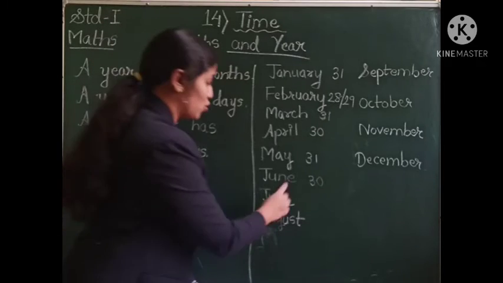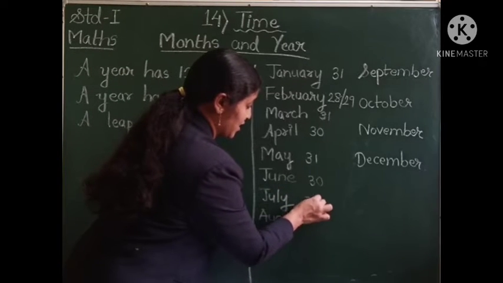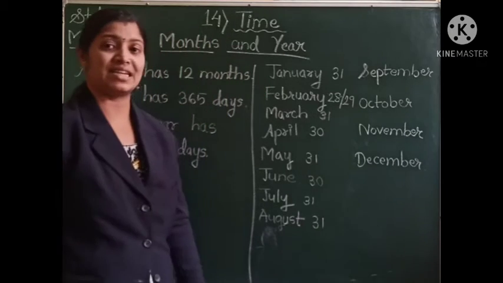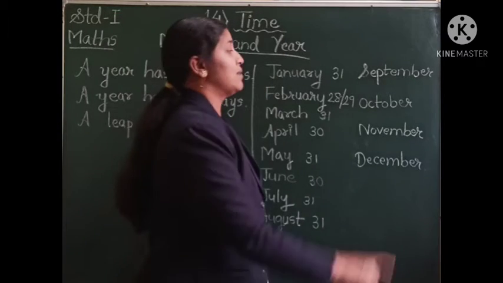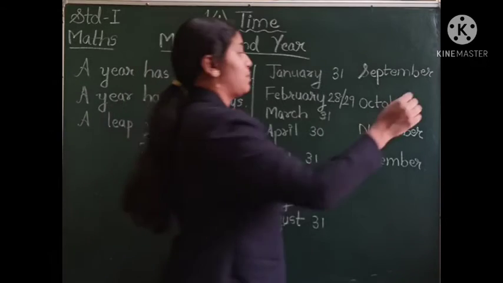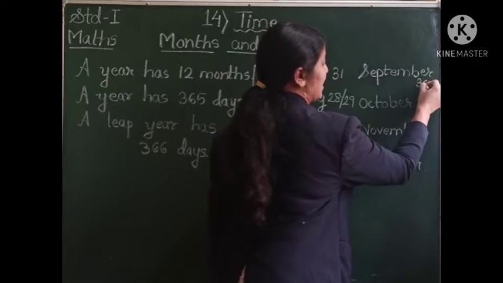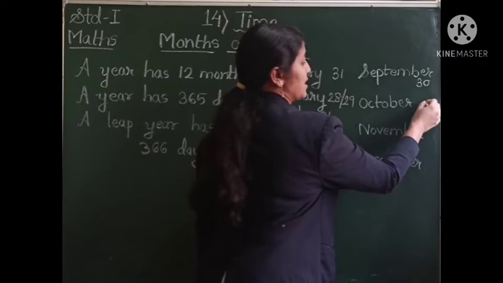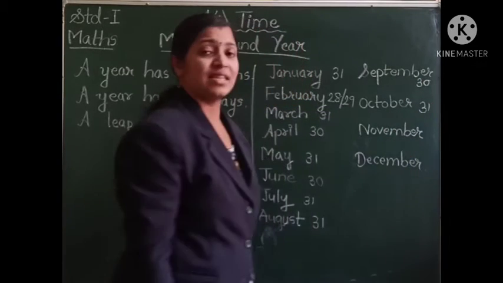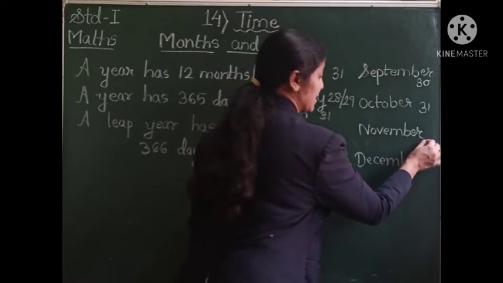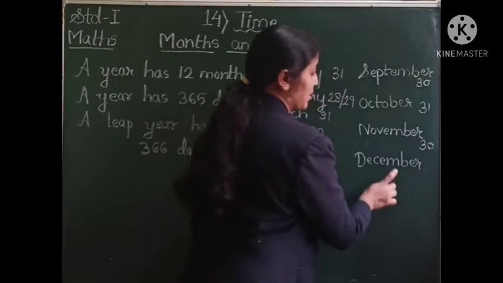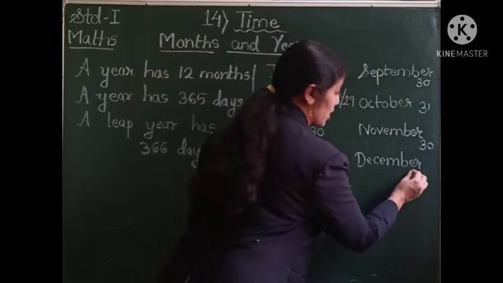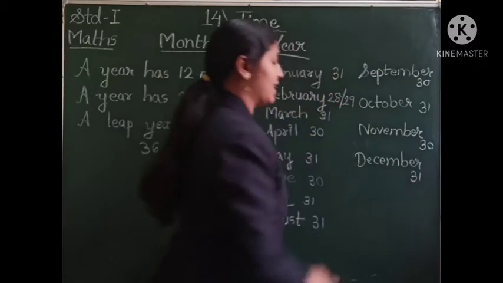Then comes July. July is having 31 days, as well as the August month is also having 31 days in it. Then comes the month of September. September is having 30 days in it. Then comes October. October is having 31 days. Then November is having 30 days again, and the month of December, which is the last month of the year, is also having 31 days in it.